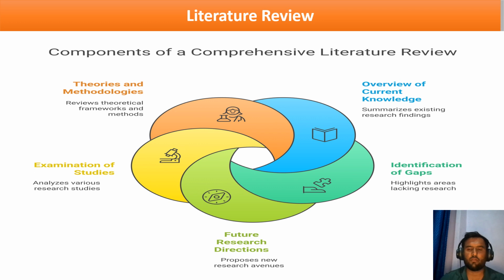The first part is literature review. What is literature review? Suppose we are going to conduct research on a topic, then first of all we should know what kind of current knowledge is available, or we should summarize the existing research findings. This process is known as literature review.